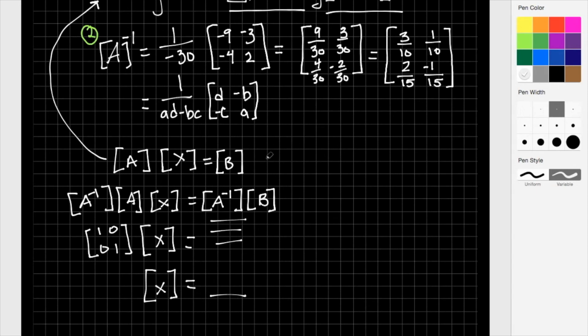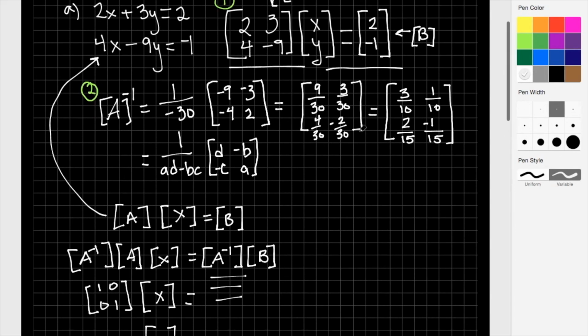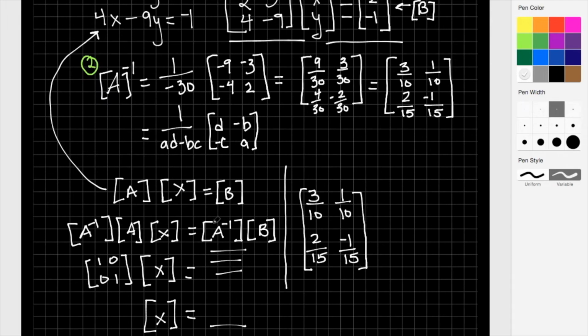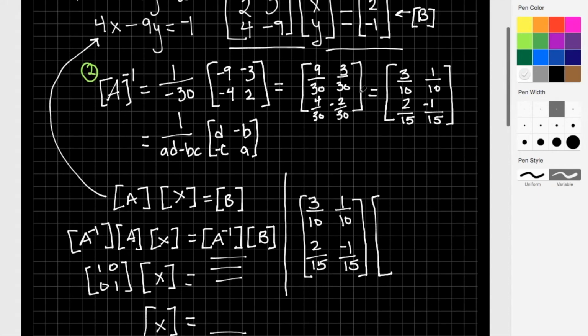So we're going to calculate that product by bringing our values down. So we're going to come down right, let me draw a line, right here. The inverse, so 3/10, 1/10, 2/15, negative 1/15. And so this is the inverse. So this is the A inverse right here. Now I need to bring down B. So B was our real small matrix. That was just our constant. That was here. You can see that's 2, negative 1 right up top. So we're going to have 2, negative 1.